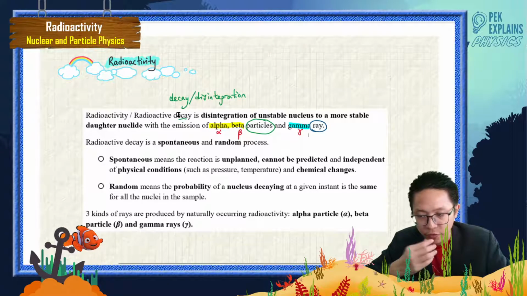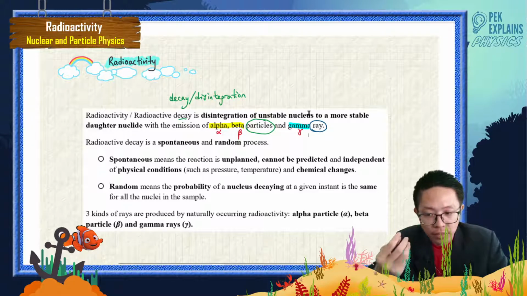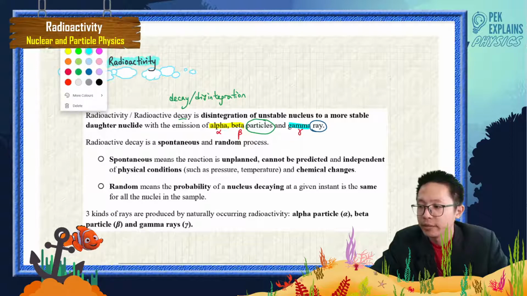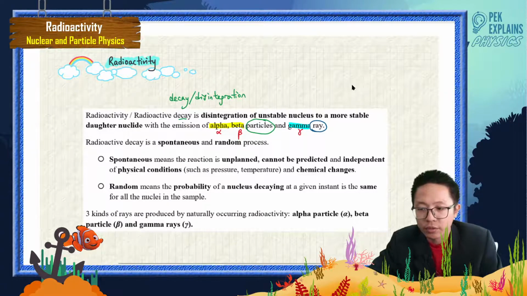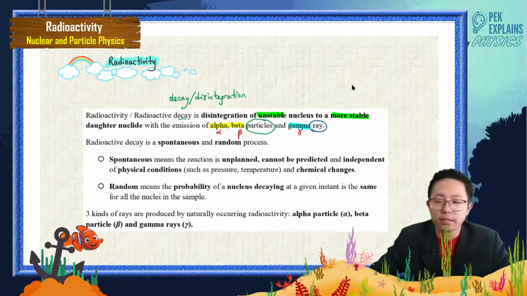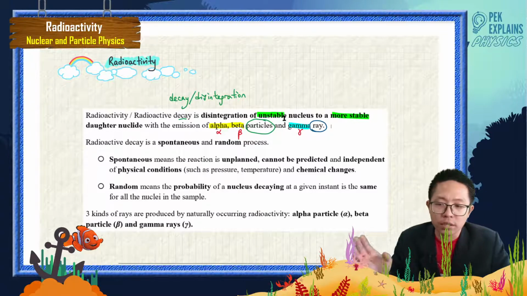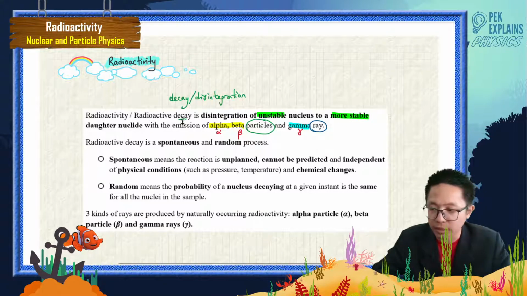First of all, for radioactive decay or radioactivity, what are you trying to achieve? You want to change an unstable nucleus to a more stable nucleus. This is the objective. Radioactivity or decay is to change an unstable nucleus into a stable nucleus.